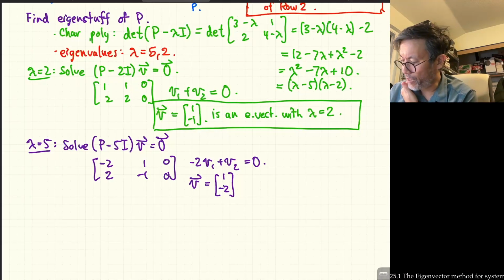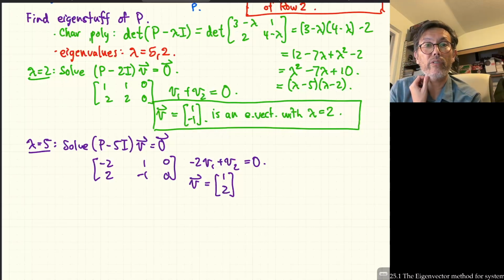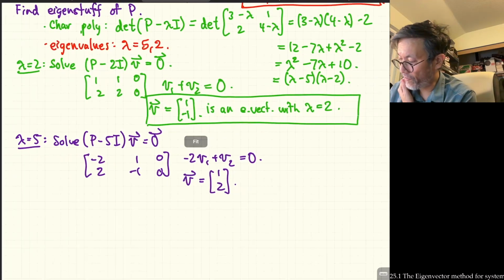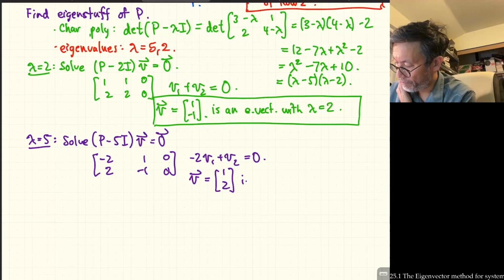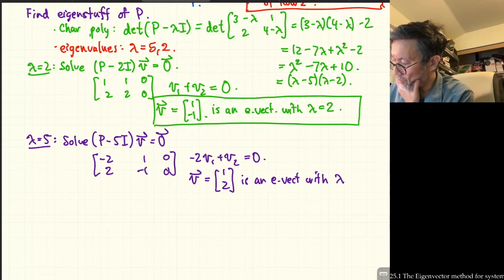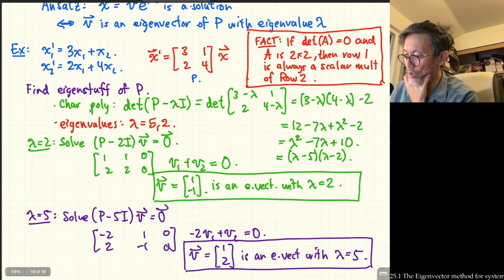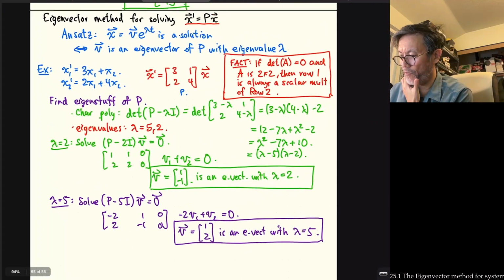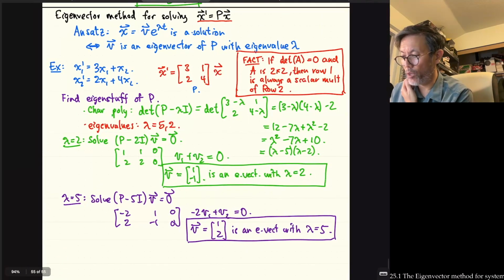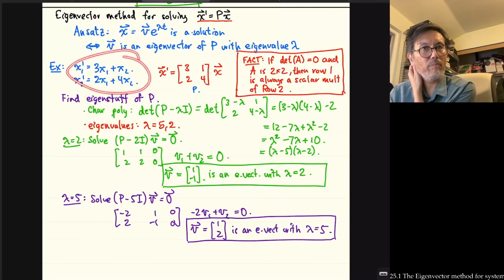No, +2, my bad. I vaguely know what I'm doing. Yeah, like this. And this is an eigenvector with lambda equal to 5 in this case. So that's nice to know. I'm boxing these because these are important for me solving the problem. Don't forget what the problem is. The problem is to solve this system.